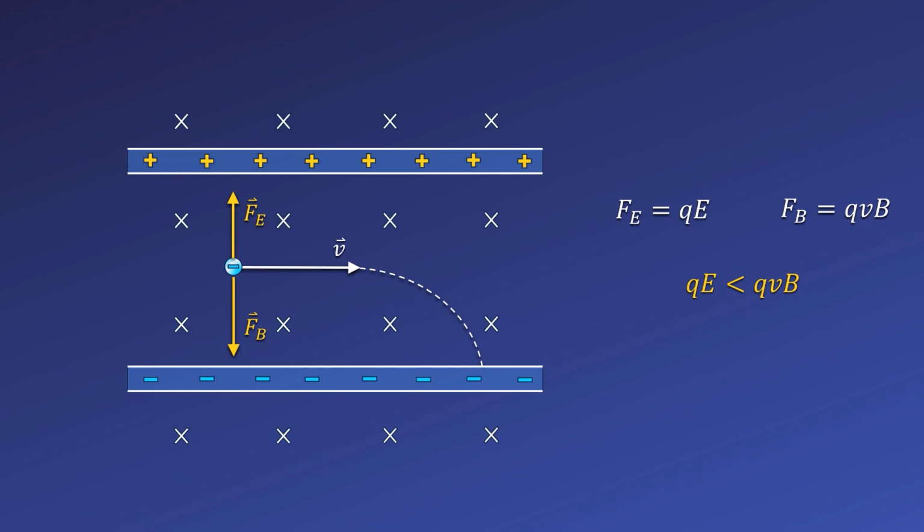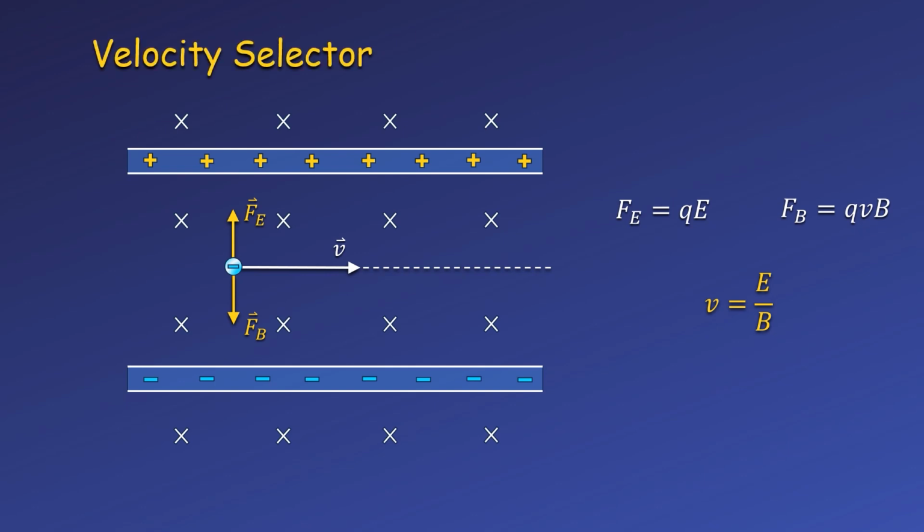So as long as we keep the electric field and magnetic field constant, there is a speed where the forces should balance each other and the charge will move straight through. Setting these forces equal to each other, we find the magnitude of the charge doesn't even matter, only the ratio of the electric field to the magnetic field. We call this device a velocity selector.